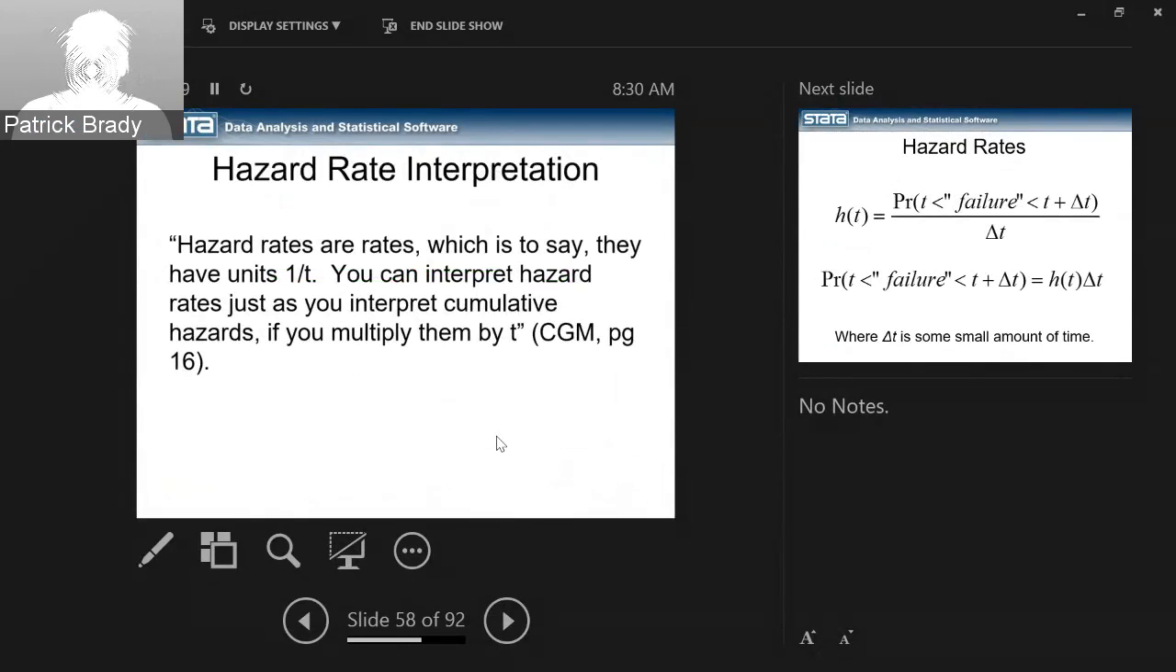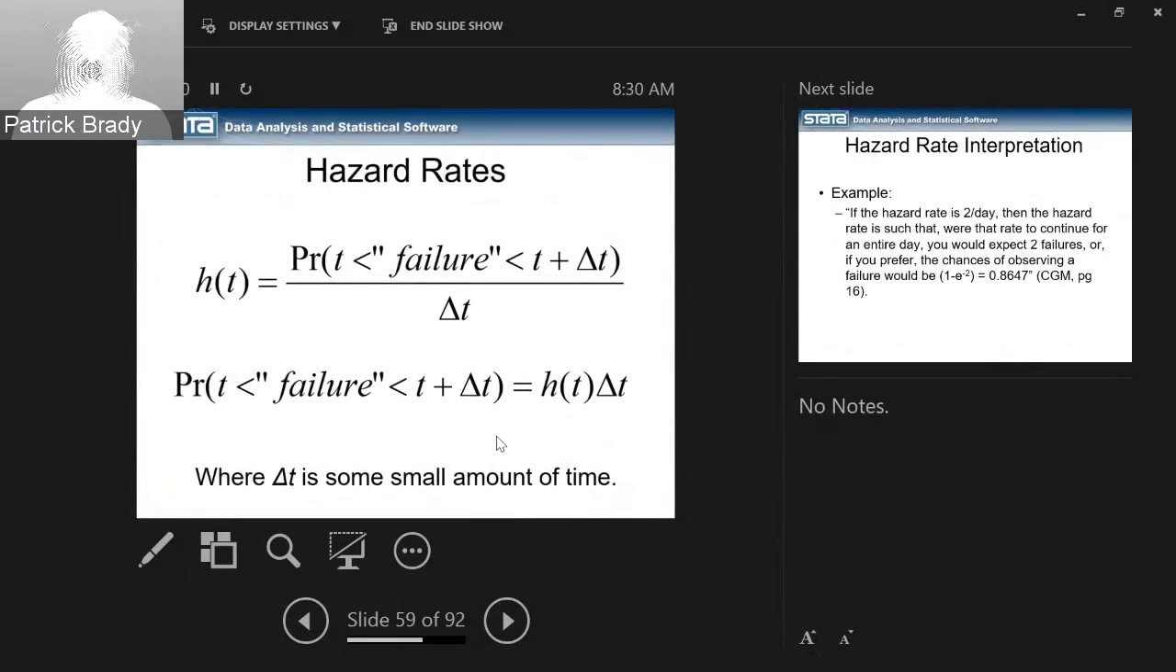Now, a hazard rate is in units of time. It is a rate. Rates are usually done as a number of failures per unit of time. And so you can actually multiply these things by t and get probabilities back. It's not hard if you think about that equation. If I move delta t to the other side, I get a probability back, right? So if I take my hazard rate and multiply it times 1 year, then I get the probability that the event occurs in that year or 2 years or 3 years or whatever. So there is a relationship between a hazard rate and a probability of failure.